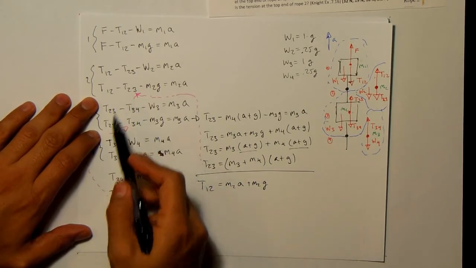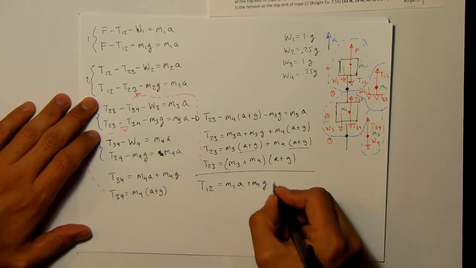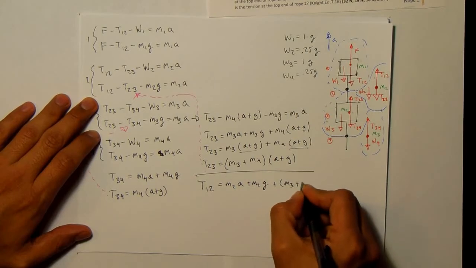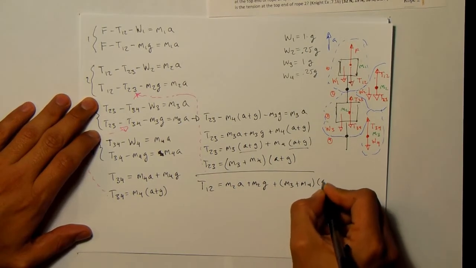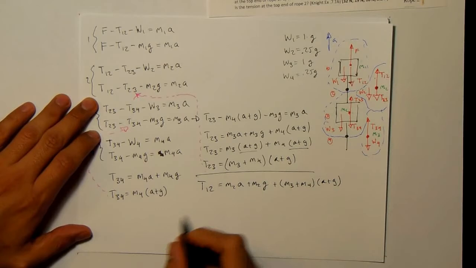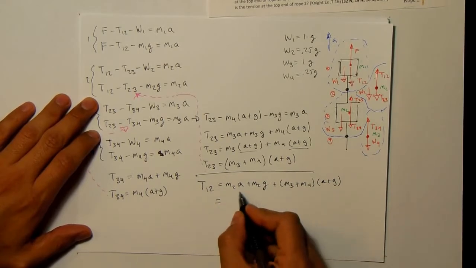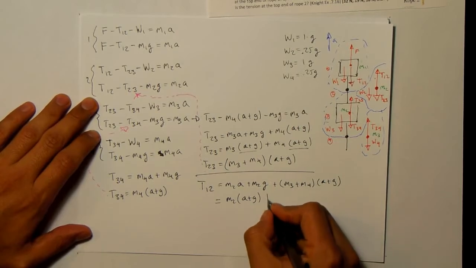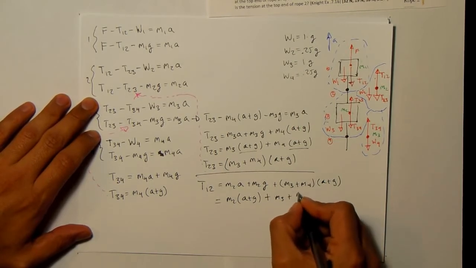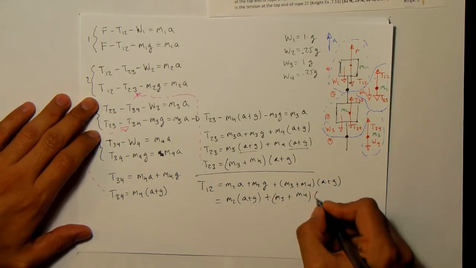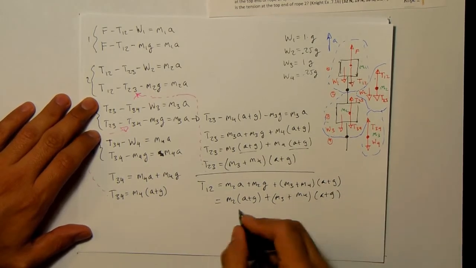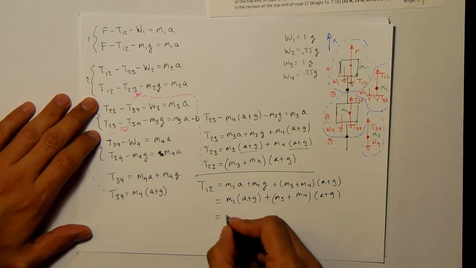And then I'm replacing T2-3 with this: plus M3 plus M4, A plus G. And once again, we're factoring out the M2, not canceling, plus this again. And once again, the A plus G factors out.